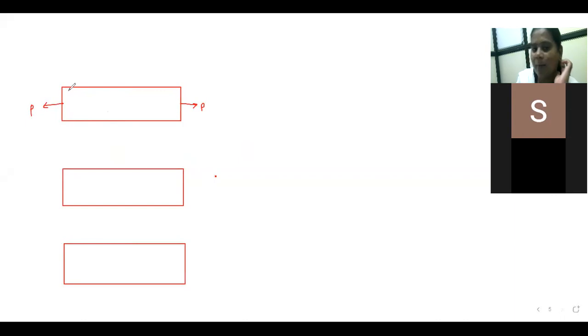If the load is applied, at that time this load will be distributed likewise. Here also this load will be distributed likewise.